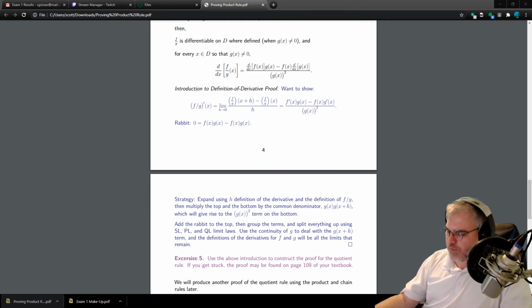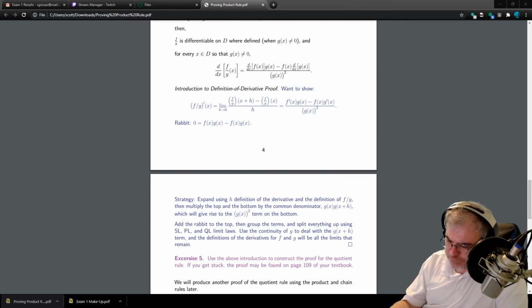All right. Well, speaking of the quotient rule, let's do the quotient rule. Quotient rule.